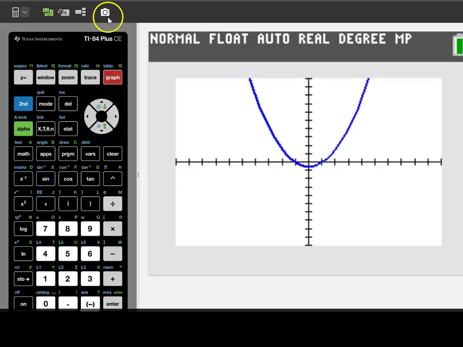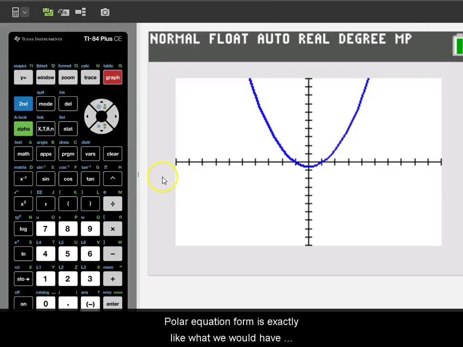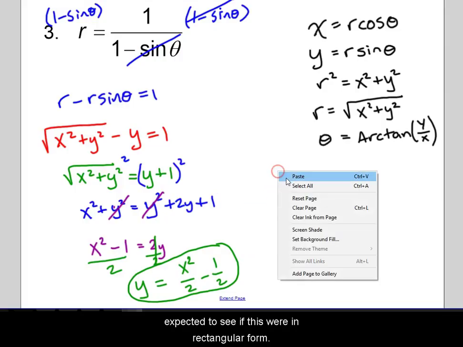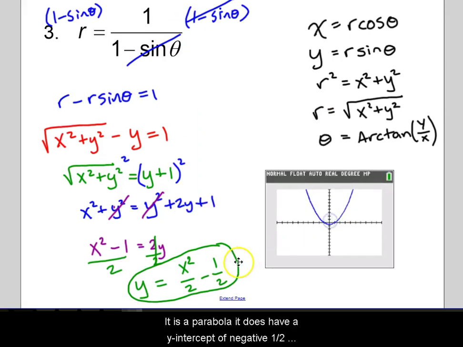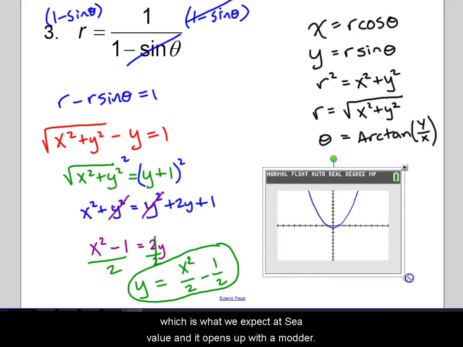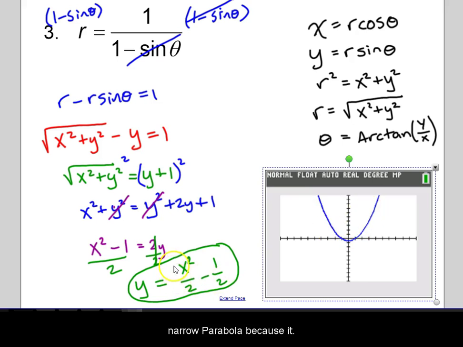And sure enough, that polar equation form is exactly like what we would have expected to see if this were in rectangular form. It is a parabola. It does have a y-intercept of negative half, which is what we would expect, that c value. And it opens up with a moderate amount of, I guess you would say, slope. It's not a super narrow parabola because its a value is 1 over 2.